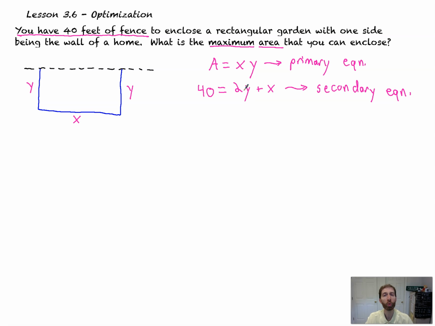Okay, so now from here, we need to rewrite the equation that we want to optimize in terms of one variable. So I've got a choice here. I could solve the secondary equation for y. That would require subtracting x and dividing by 2. I don't want to divide by 2 if I can help it. Or we can solve for x. That would just require subtracting 2y. I like that. So I've got x equals 40 minus 2y. That's great because we can take 40 minus 2y and substitute it in for x. Remember, the whole goal of the secondary equation is to rewrite the primary equation, the thing we're trying to optimize, in terms of one variable. So I will now get A is equal to, x will be replaced by 40 minus 2y.